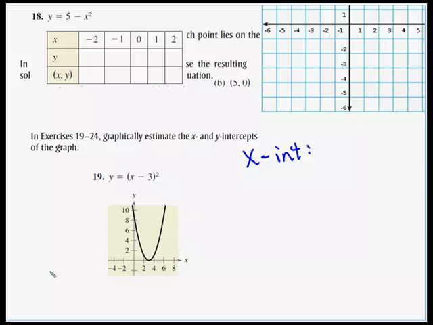So let's look at the graph. X-axis right here. Do we touch it? Do we cross it? Yeah, it looks like we touch right there. What's a good bet at that point? Right between 2 and 4 has got to be 3.